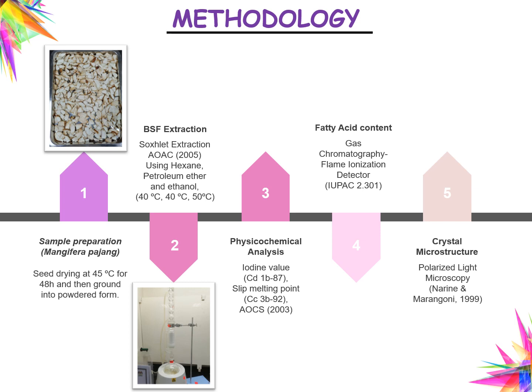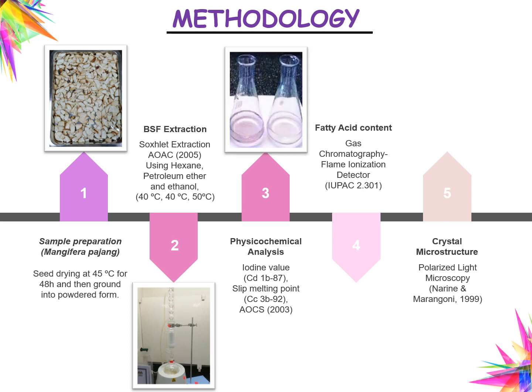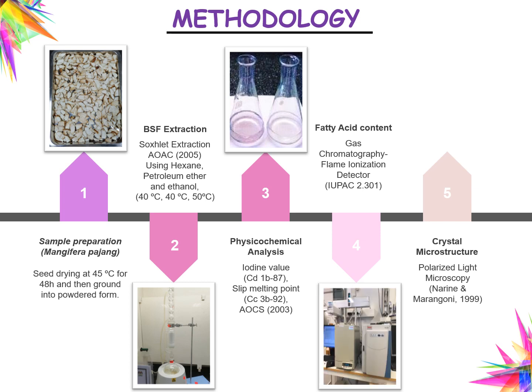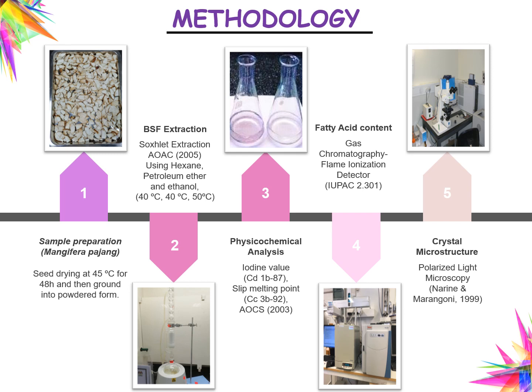And then the remaining solvent in the extracted Bambangan seed fat was evaporated using a rotary evaporator. And then thirdly, the iodine value and slip melting point of the extracted Bambangan seed fat were determined using the American Oil Chemists' Society official method, using titration and open capillary glass tube. And then lastly, the fatty acid compositions were identified using gas chromatography equipped with a flame ionization detector, and the crystal microstructure using polarized light microscopy.